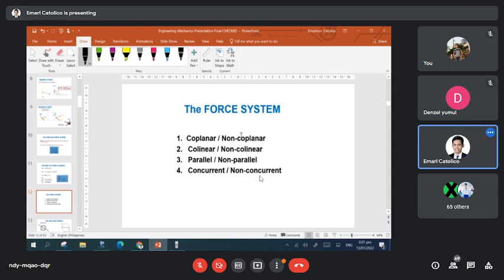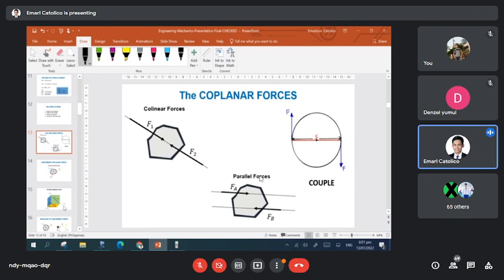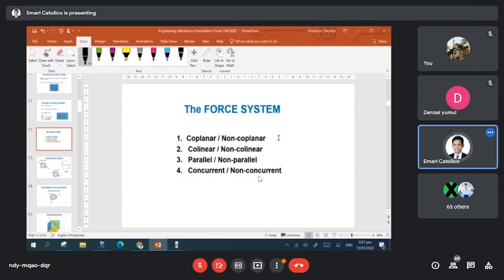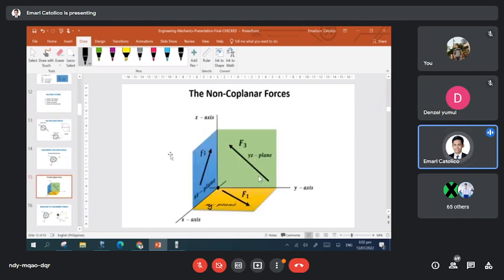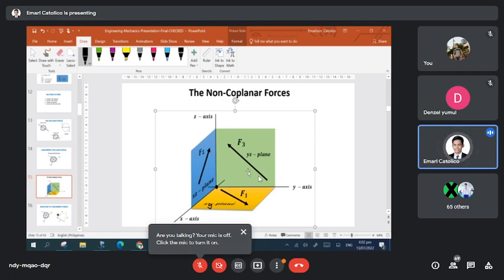Una is coplanar or non-coplanar. Pag coplanar, ibig sabihin nasa isang plane sila. Ito yung plane natin, coplanar yan, yung forces. Kapag non-coplanar, wala sila sa iisang plane. Example ng non-coplanar is nasa 3D, kasi meron kang tatlong force. Yung isang force mo nasa YZ plane, yung isa nasa XZ plane, yung isang force wala sa isang plane. Ang tawag doon is non-coplanar forces.